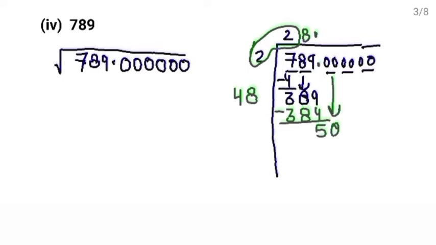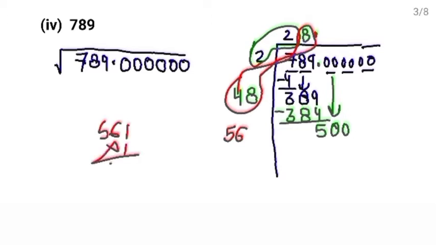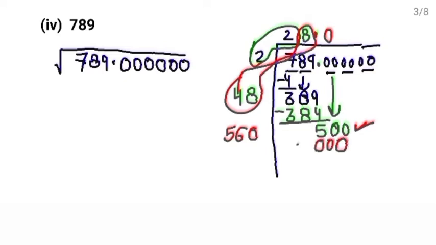Copy down the next pair. Add this with this 8. 48 plus 8 is 56. Now, if you take 1 here, it will become 561, which will be greater than this 500. So what will you take here? 0. Write 0 here. When you multiply it by 0, you will get zeros, right? Subtract 500. Copy down the next pair, 0 0.